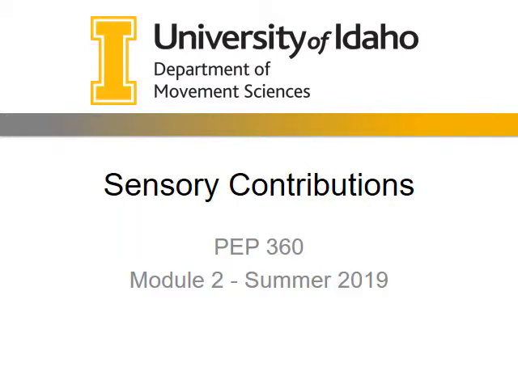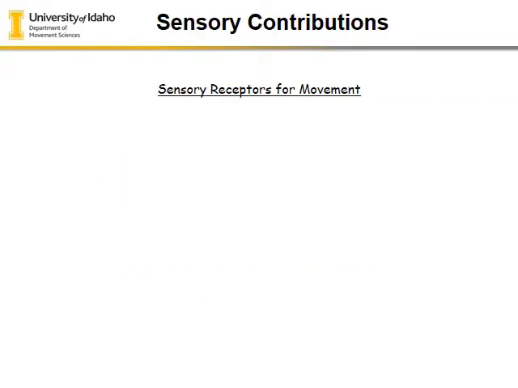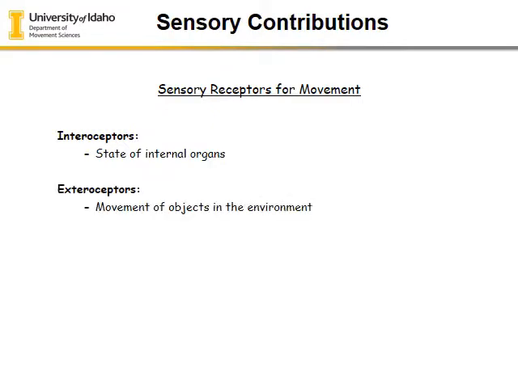So now we're going to talk a little bit more going forward into the closed-loop systems and identify sensory contributions. And sensory contributions, right, are touch, sight, hearing. And a lot of times what we figure and look at in here are auditory and visual. So these sensory receptors for movement come in a couple different forms.